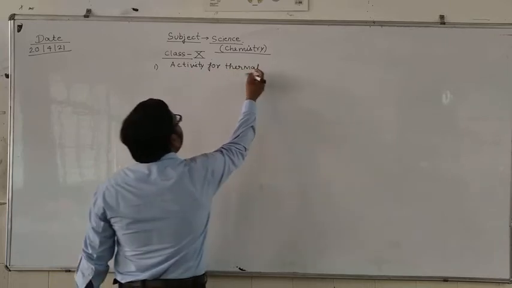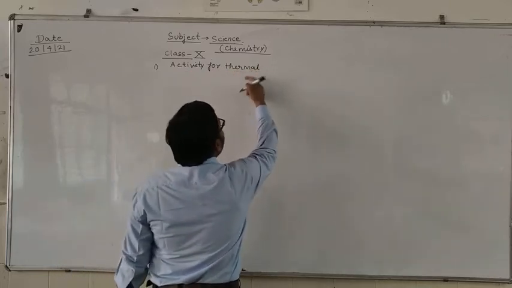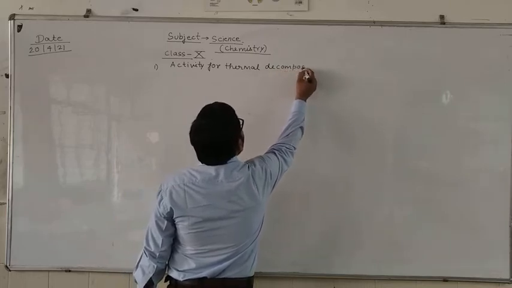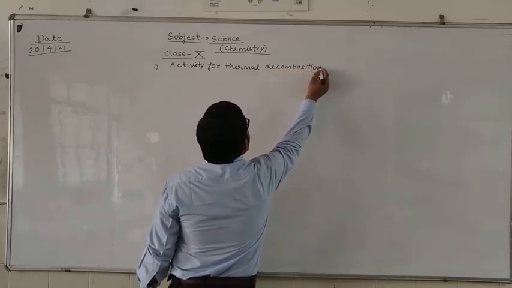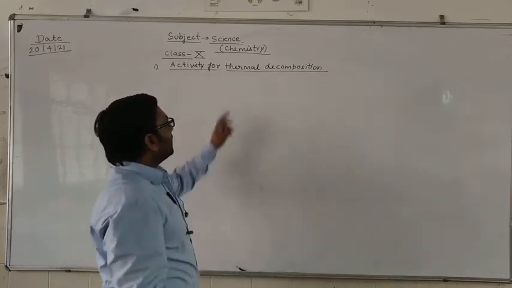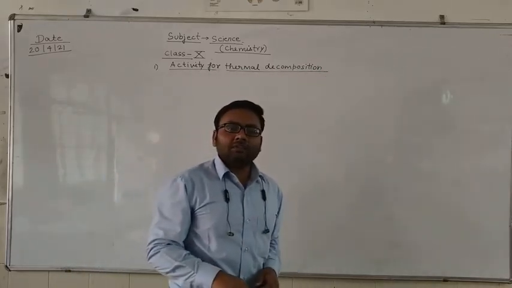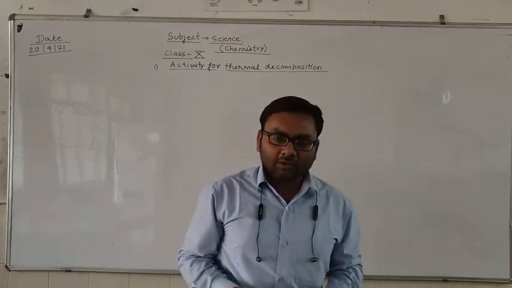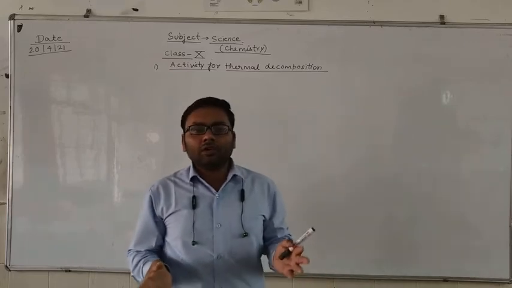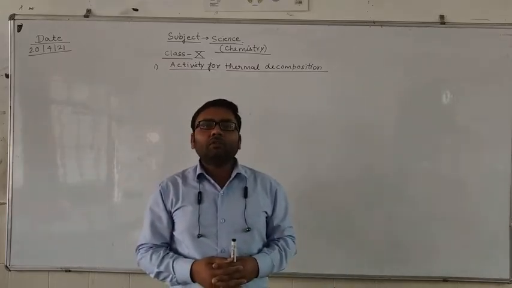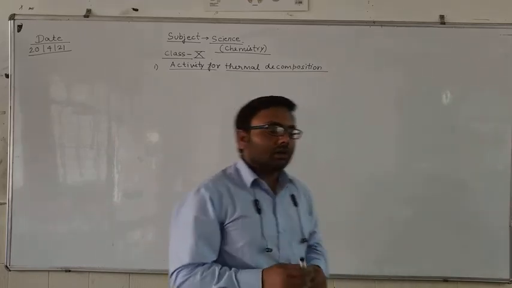Thermal means the breakdown of a substance with the help of heat. So what happens in thermal decomposition? A substance is taken and we provide heat to that substance, and that substance breaks into two or more simple products. Breaking or decomposing a substance into two or more simple products with the help of heat is known as thermal decomposition.